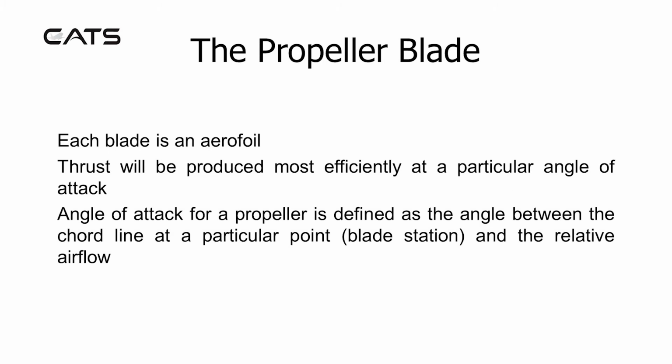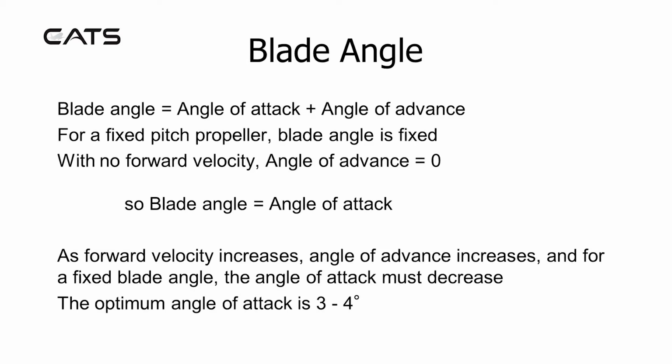The propeller blade. Each blade is an aerofoil. Thrust will be produced most efficiently at a particular angle of attack. Angle of attack for a propeller is defined as the angle between the chord line at a particular point, the blade station, and the relative airflow. Blade angle equals angle of attack plus angle of advance.